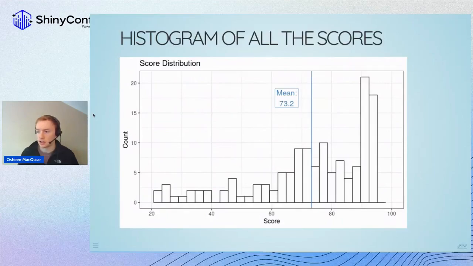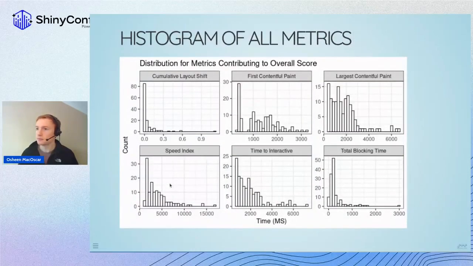So this is just the overall score for the apps, a histogram, and we can see we've got most of the apps in and around the 60 to 90 mark, with the mean being 73.2. We have quite a lot of very good scoring apps and then a few on the lower end of the spectrum. This is another histogram showing the distribution of all the metrics that are measured. And I'll just leave this up for a second.